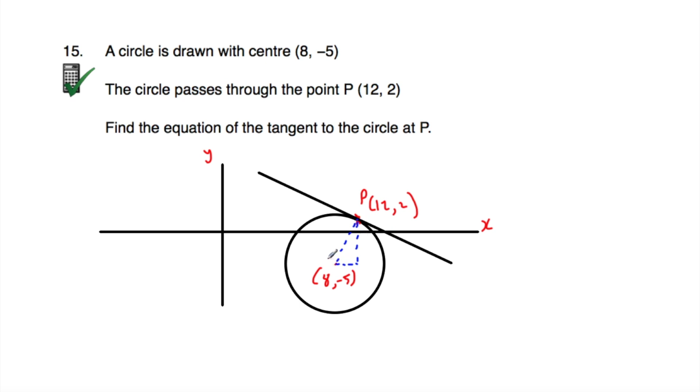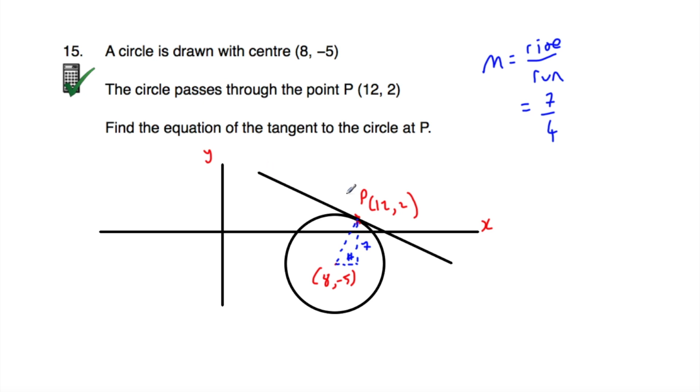So let's do that. To get from the centre of the circle to P, we would go 4 across and 7 up. Because to get from 8 to 12, we're going to go 4 across. And then to go from a height of -5 up to 2, we're going up 7. So we're going 4 across and 7 up. So that means the gradient of the radius, m, will be found by doing the rise divided by the run. The rise is equal to 7, the run is equal to 4, so the gradient of the radius is 7 over 4, or 7/4.